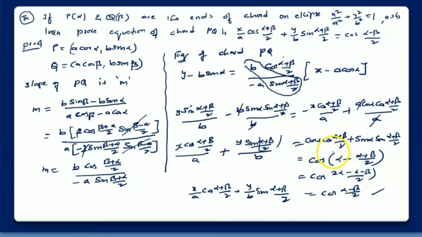This is the equation of the chord joining the two points alpha and beta, where alpha and beta are eccentric angles. Right. We move on to the next theorem.